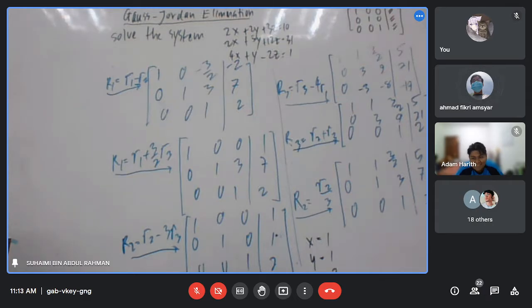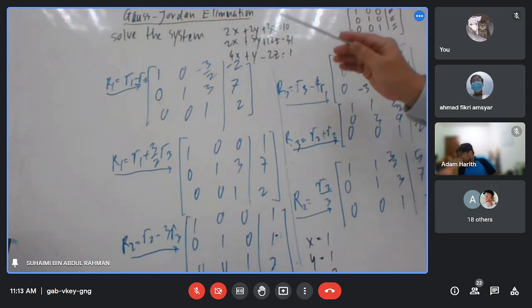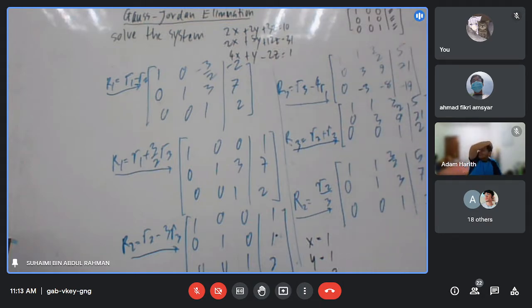If the question says solve this using Gauss, you have to use Gauss. Solve using Gauss-Jordan, you have to use Gauss-Jordan. So you cannot just pick whatever method you like. You have to look at the questions. Normally the questions mention the methods you need to use. Solve this system using Gaussian. Solve this system using Gauss-Jordan.